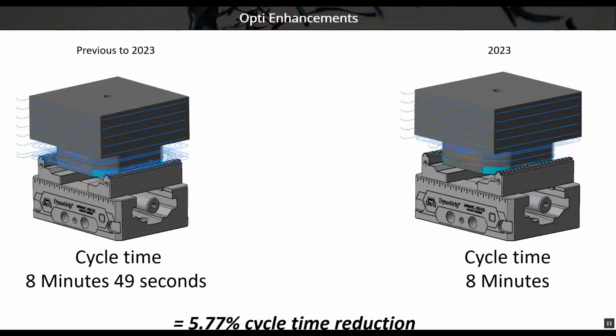Previous to 2023, on this part that I machined, my cycle time was 8 minutes 49 seconds. I reprogrammed just this section in 2023, and my cycle time went down to 8 minutes, and I could eliminate one additional tool path. So I had a 5.77% cycle time reduction just by going to Mastercam 2023 and doing essentially the same tool path. So there's big time savings potential here, and it's great because we eliminate all of those air cuts we had previously.